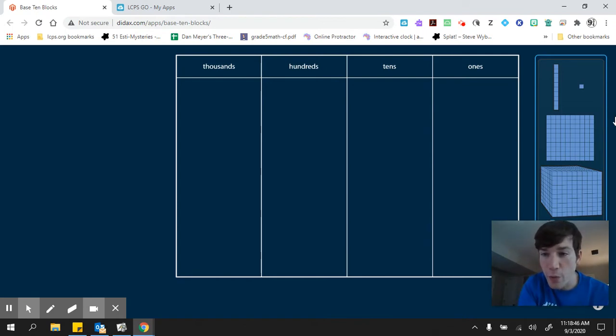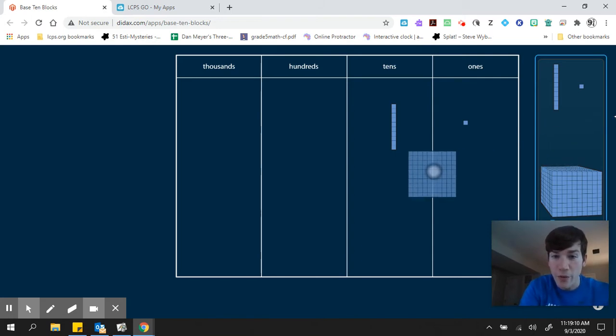Now, I just want to remind you what this would look like with the blocks. So the one obviously would be one block. Now, every time we go up a place value, we multiply that place value by 10. So every place value is 10 times bigger than the one before it. So for example, you'll see that a 10 is 10 of those ones, or 10 blocks. So it's 10 times bigger.